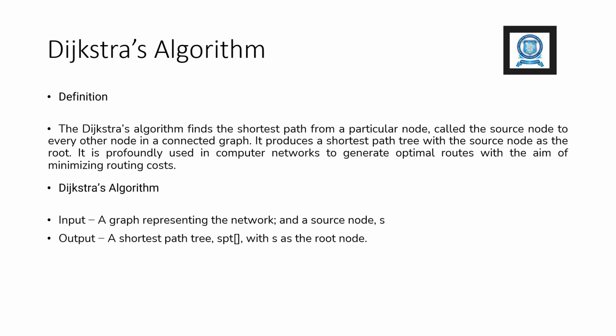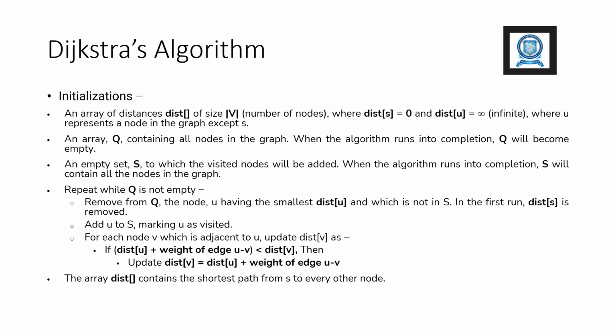In Dijkstra algorithm, the input is a graph representing the network and a source node S. Output is a shortest path tree SPT with S as the root node. The following elements should be initialized: an array of distances, dist of size V, where V is the number of nodes, where dist of S is equal to 0 and dist of u is equal to infinity, where u represents a node in the graph except S.